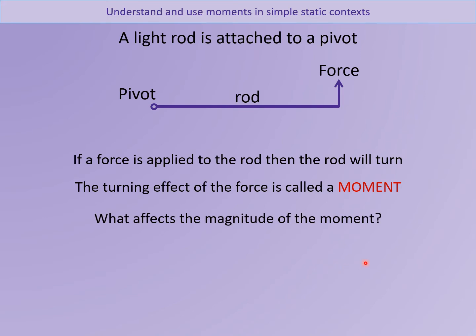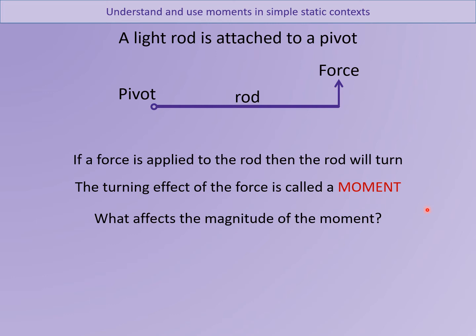So I'd like you to think about this question. Okay, what affects the magnitude, the size of that moment? The bigger the moment, the faster that's going to move around that pivot. But what affects the size of that moment? That's what I'd like you to just think about. So just pause there, have a think about it. There's two things you should be thinking about.